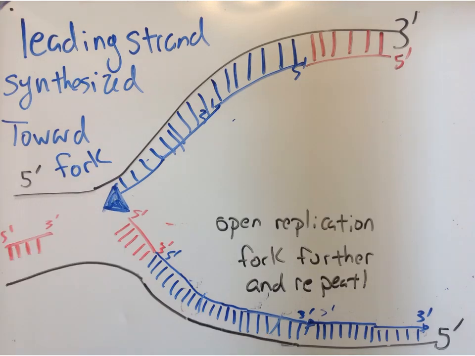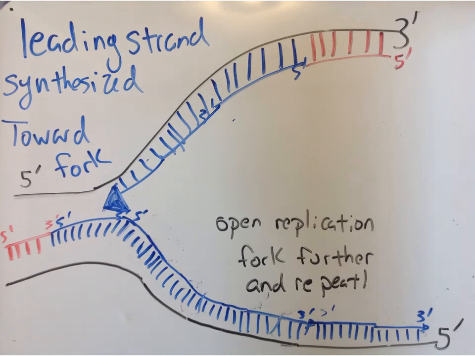As the replication fork continues to open, there's room for additional RNA primers to be placed in. DNA is synthesized by DNA polymerase III. RNA primer is removed by DNA polymerase I, and new DNA is filled in by DNA polymerase I. And Okazaki fragments are joined together by DNA ligase.